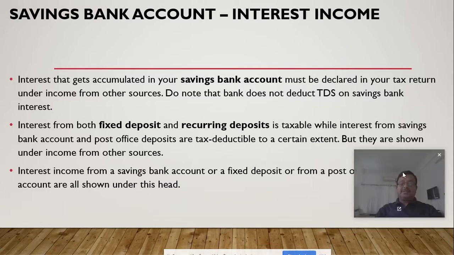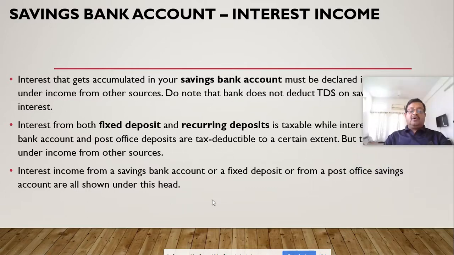Interest income from a savings bank account or a fixed deposit or from a post office savings bank account are all shown under the head interest income under the head income from other sources.